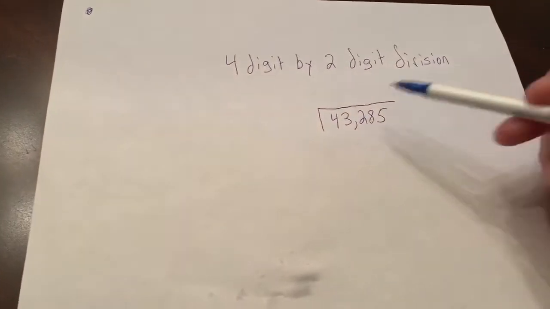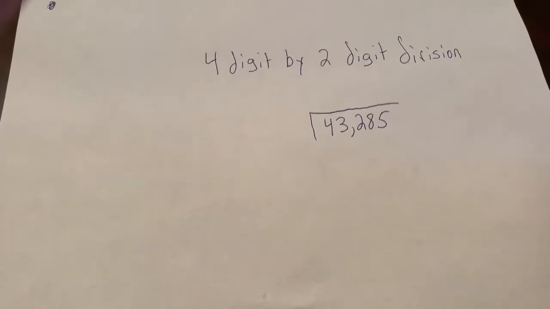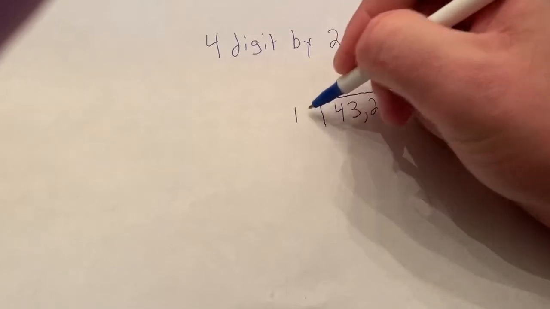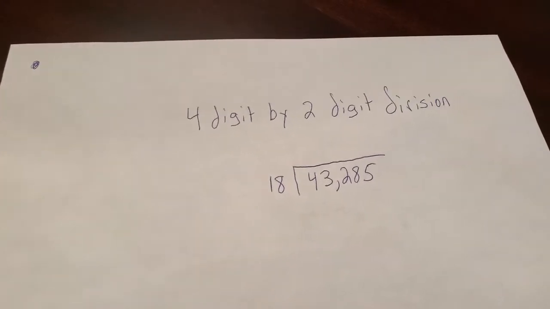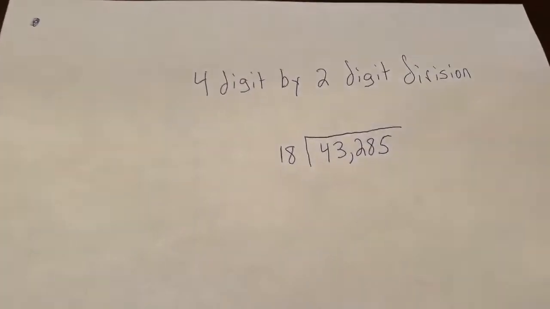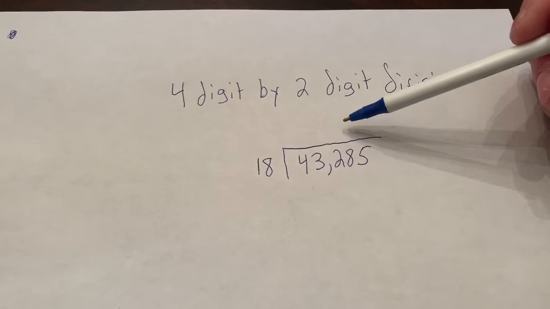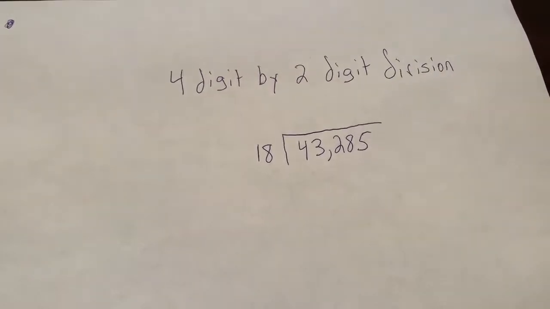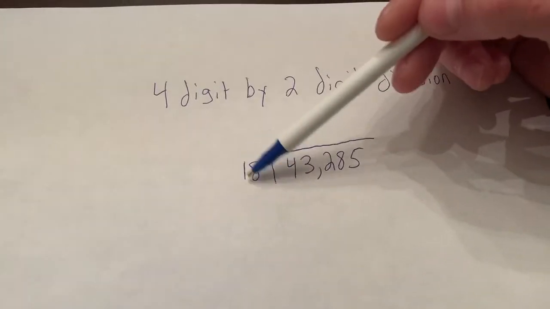43,285. Do you remember what that's called? That's correct. That's the dividend. And then out here, we have our 2-digit divisor. Use these to divide and you will get the answer. What's that called? You betcha. The quotient.